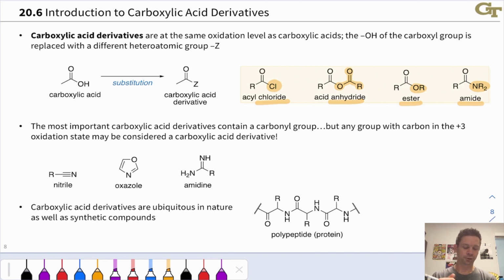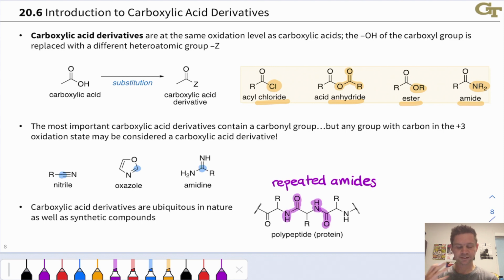So nitriles, for example, the CN triple bond, well, that's 3 carbon-nitrogen bonds, and that's a carbon in the +3 oxidation state, analogous to a carboxylic acid derivative, and it's highly convenient to think of nitriles as such. Oxazoles have this carbon right here, which is in the +3 oxidation state. And amidines, well, these look like amides in which the CO double bond has been replaced with a CN double bond, still a carbon in the +3 oxidation state. So each of these can be thought of as a carboxylic acid derivative, sort of in its own right, involving not just substitution of the hydroxyl group within the carboxylic acid, but also the carbonyl CO double bond.